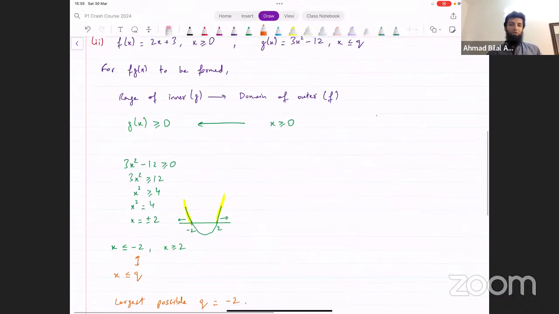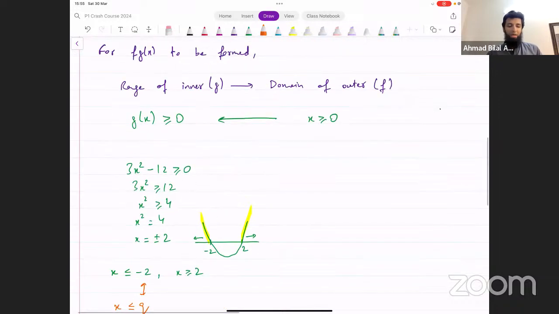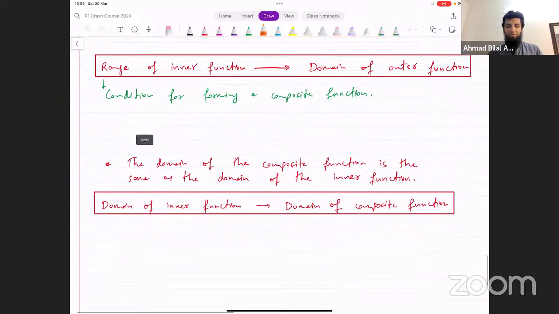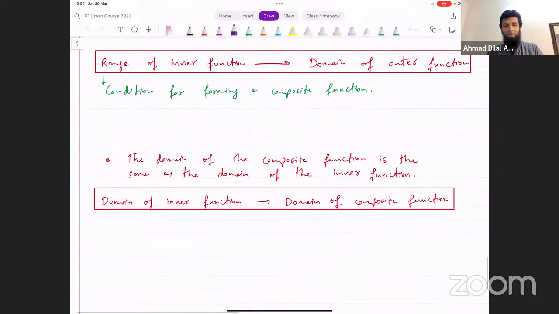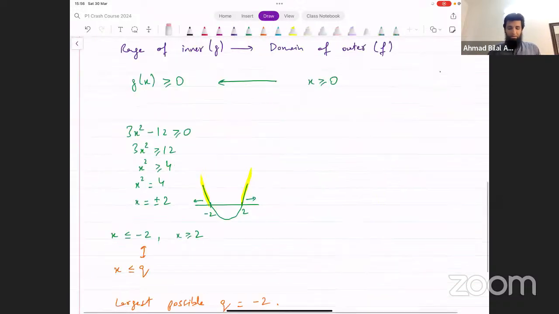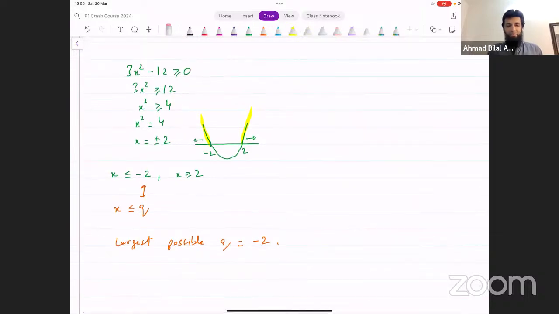Now, for you to be able to figure this out, you need to absolutely make sure that you understand this very, very well. The range of the inner function, you should be able to put that in the domain of the outer function as a whole. That's the condition for forming a composite function. These two things correspond to each other. Range of inner function, domain of outer function. Make sense? That's the largest possible value of q.